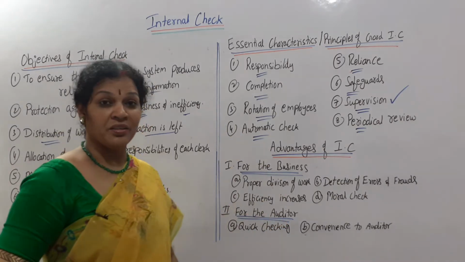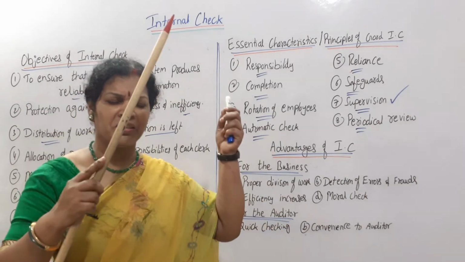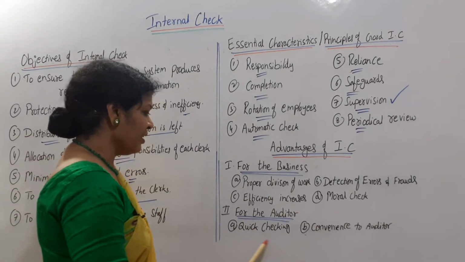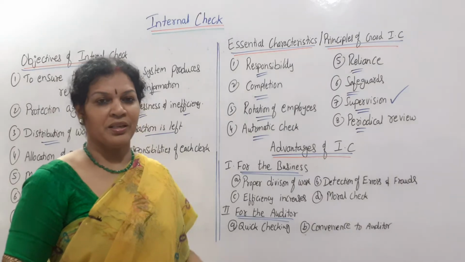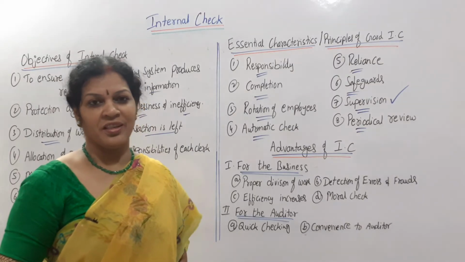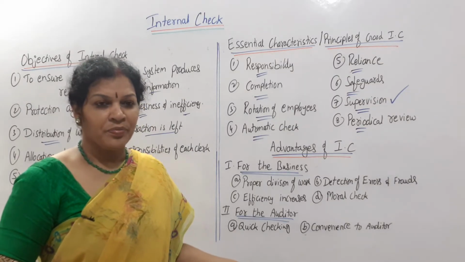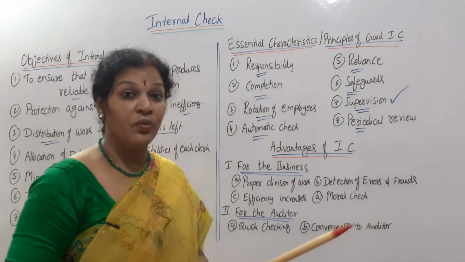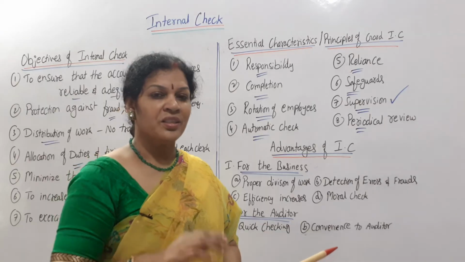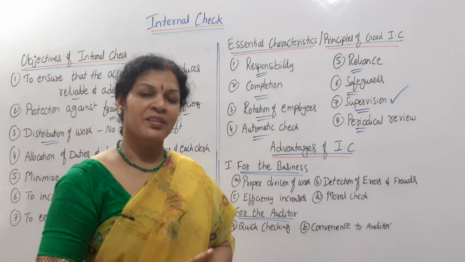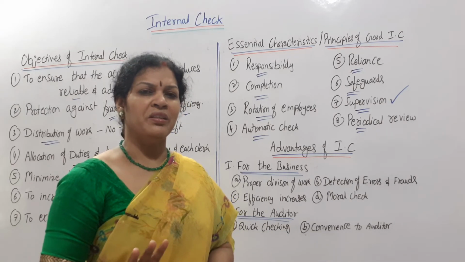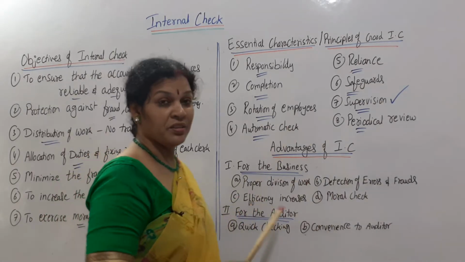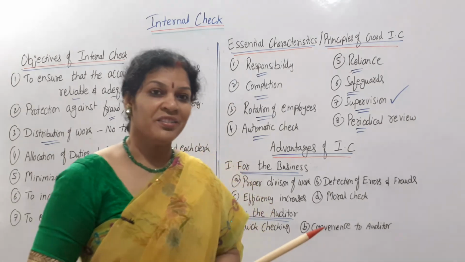Second one is for the auditor. With internal check system, the auditor's work is very easy. He can just relax. Here quick checking is possible. Quickly he can check the transactions because internal check is there. So already checked, and for his convenience he can go for test checking using sample methods. All these things he can do. His work will be easy where internal check system is there. These are the advantages. What about disadvantages?